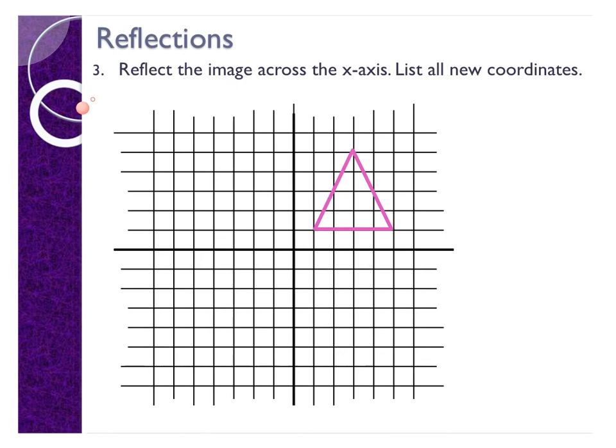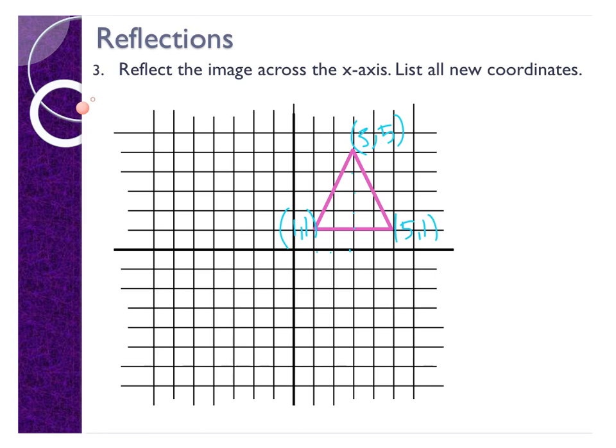Reflect the image across the x-axis. List all new coordinates. Okay, so the first thing I'm going to do is list all my coordinates for my triangle. Okay, so 2, 3, 1, 2, 3, 4, 5. So I got 3, 5, 1, 1, 5, 1. And I'm reflecting everything across the x-axis.